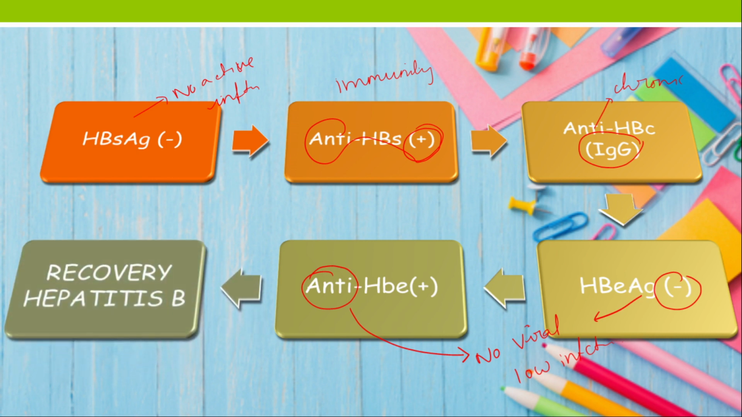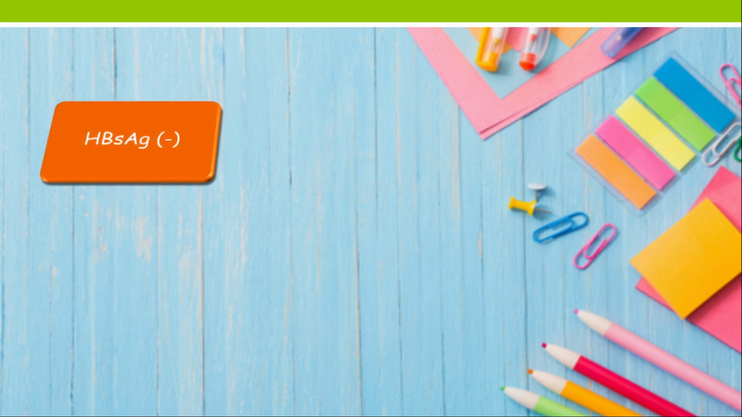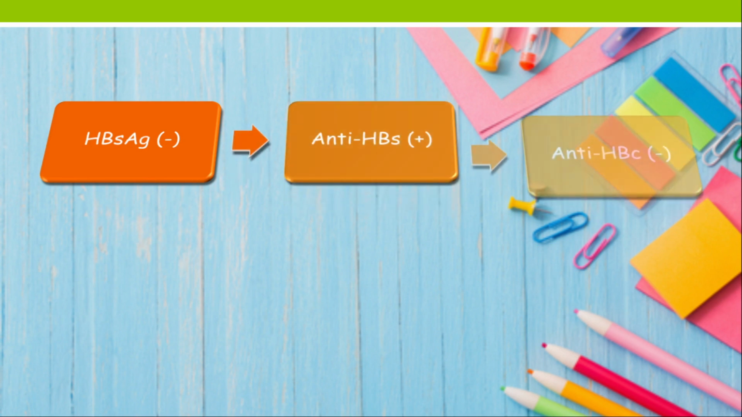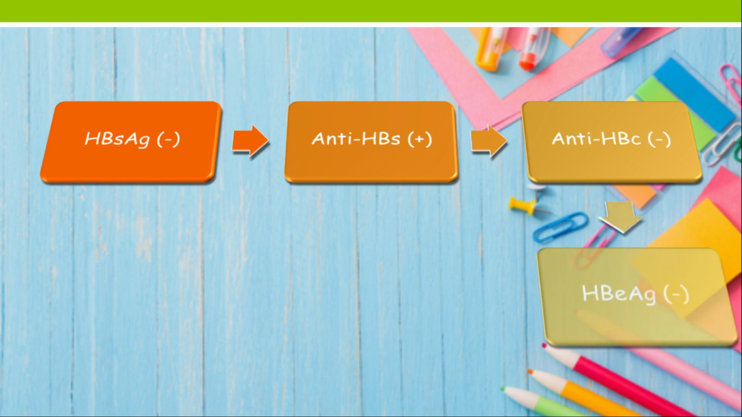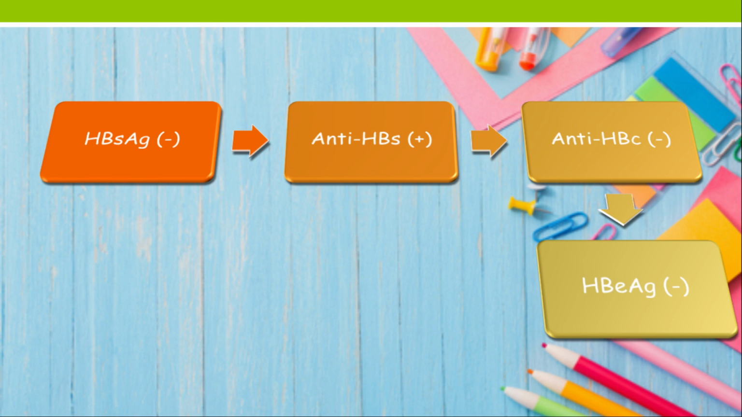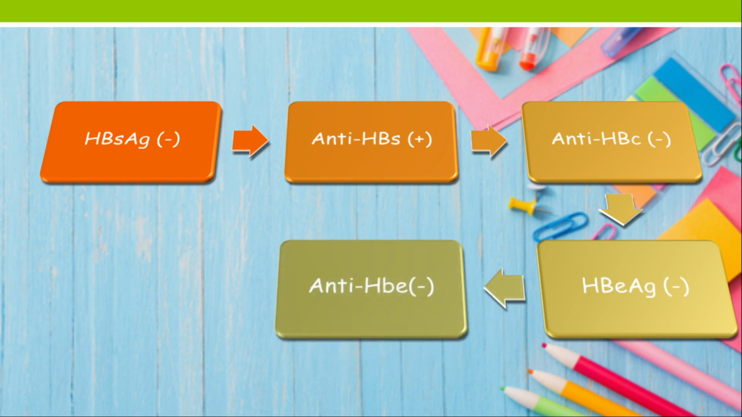Yeah, our answer is correct. So this is a recovery phase of hepatitis B, and that too chronic. Then next scenario. Okay, HBsAg negative, anti-HBs positive, anti-HBc negative, then HBeAg negative, then anti-HBe negative. I think it could be somewhat difficult. Let's see how we can work it out.